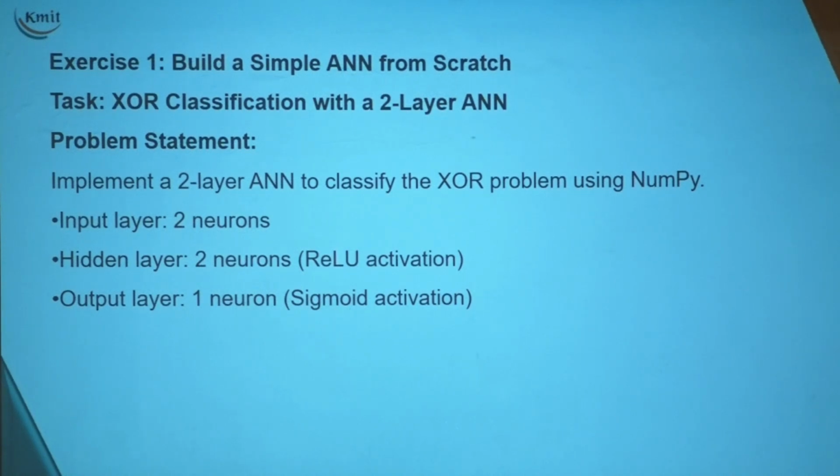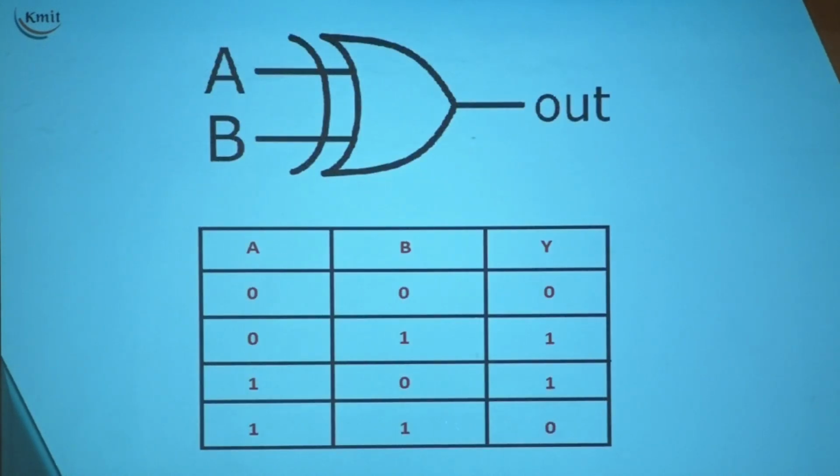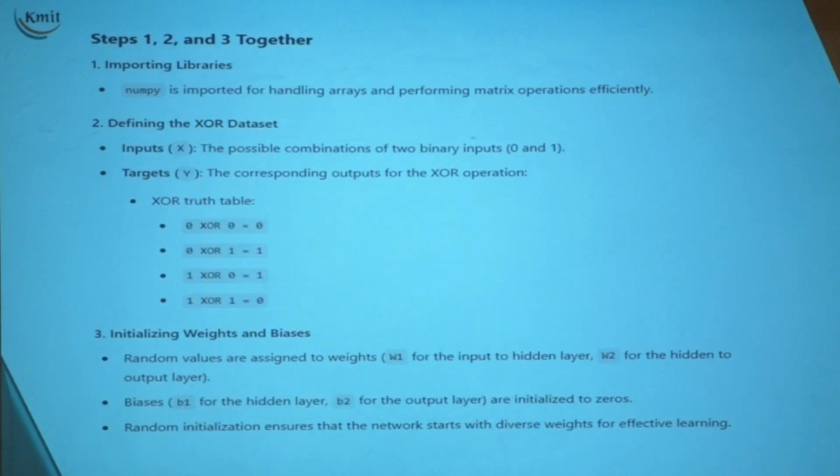Are you all clear with the problem statement? This is the XOR gate. What is the functionality of XOR gate? For 0, 0 and 1, 1, the output should be 0. For 0, 1 and 1, 0, the output should be 1. That is, if both the inputs are the same, the output should be 0. If the inputs are different, the output should be 1. Let's see how we do that.